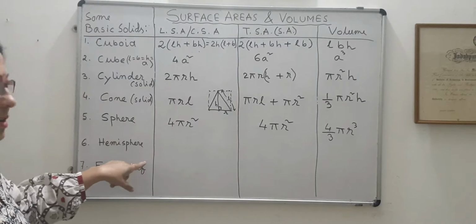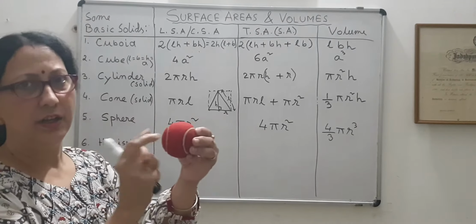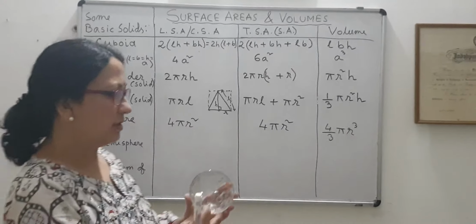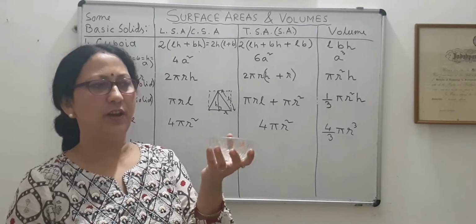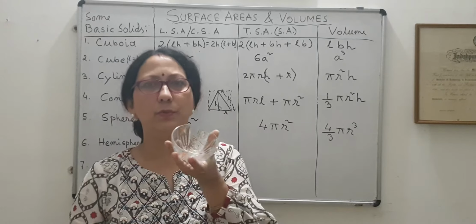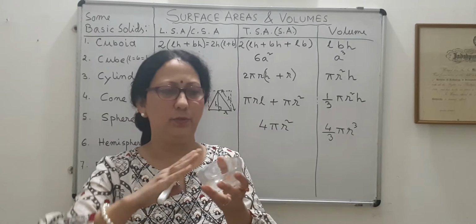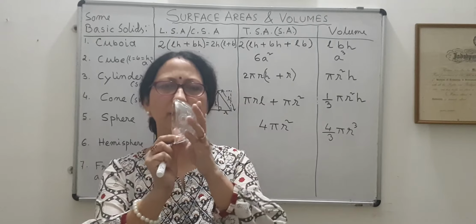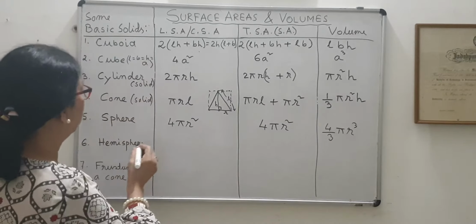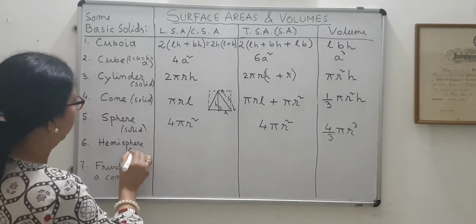Next, hemisphere, which is half the sphere. That is, if I cut the sphere in half, whatever I get will be a hemisphere. So it is like a bowl. See, this is a hemisphere. If the sphere is hollow, then the hemisphere will be a bowl like this. And if the sphere was solid, it will not be a bowl, it will be a solid thing. So this is your hemisphere. Naturally, we are considering all of these to be solid here.